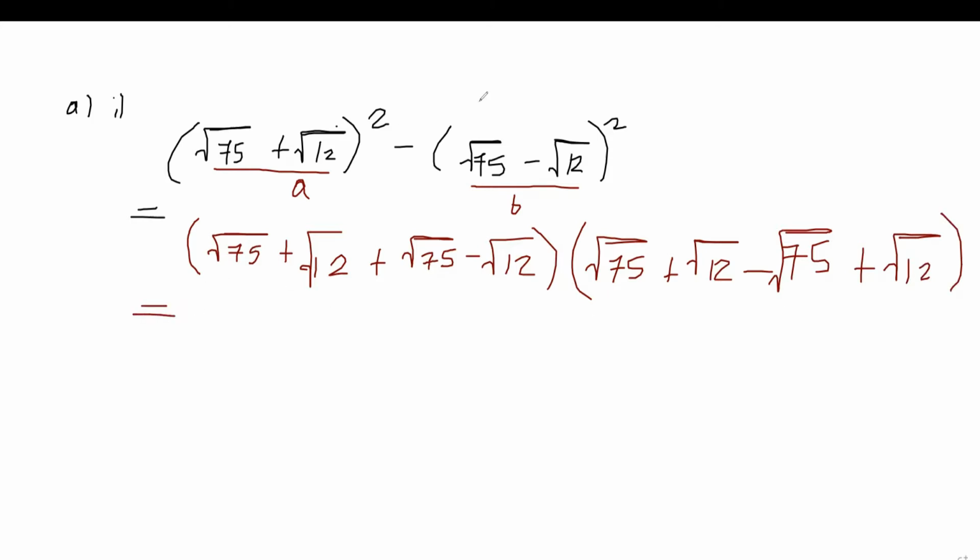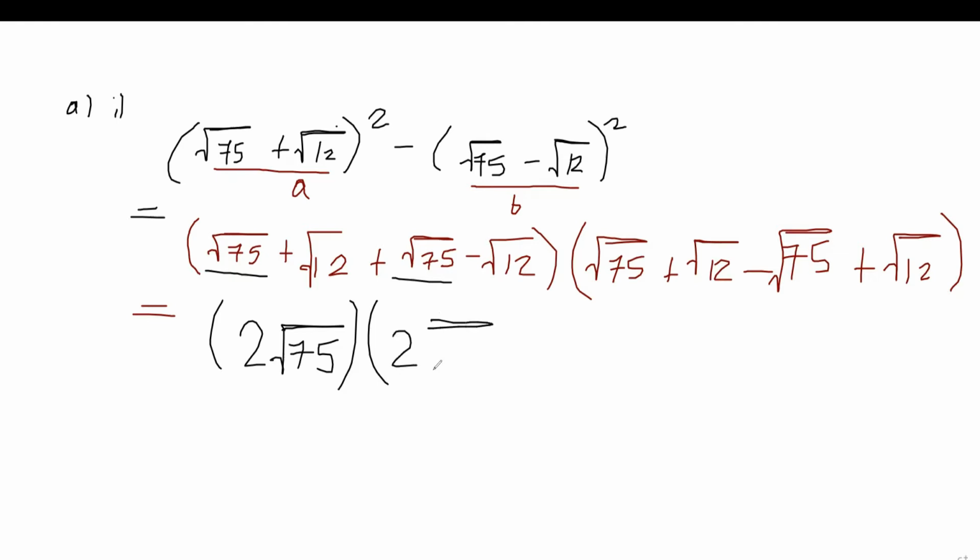As you can see right here, root 75 plus root 75, that's 2 root 75. Then root 12 minus root 12, they cancel. And then over here, root 75 minus root 75 is gone, and root 12 plus root 12 becomes 2 root 12. So we end up with 2 root 12.